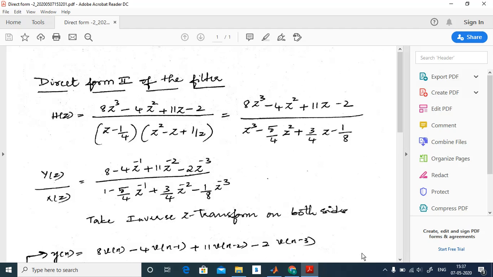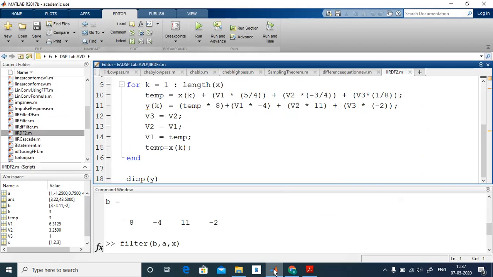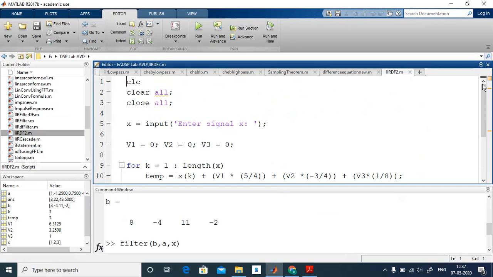Very good morning. Today we're going to see the code for direct form 2 realization. Before we check the code, we'll try to understand the problem. Once we understand the problem, we can easily write the code.